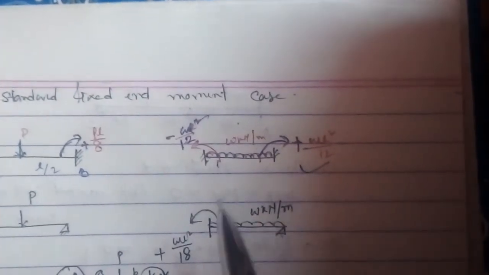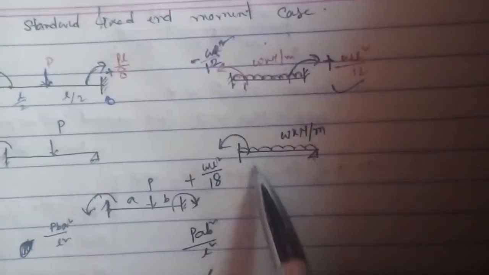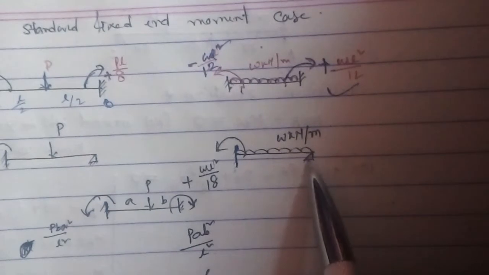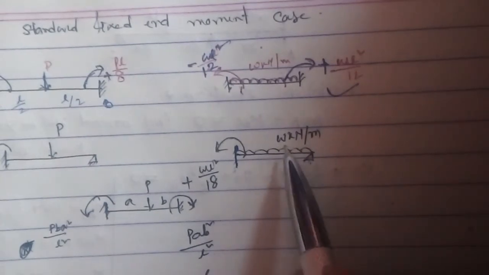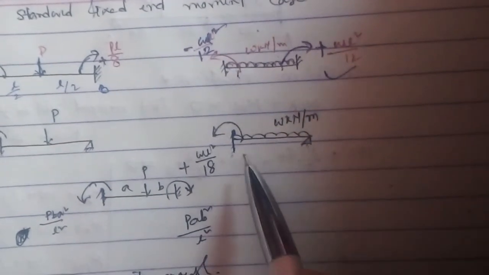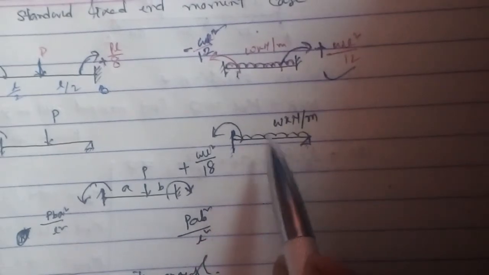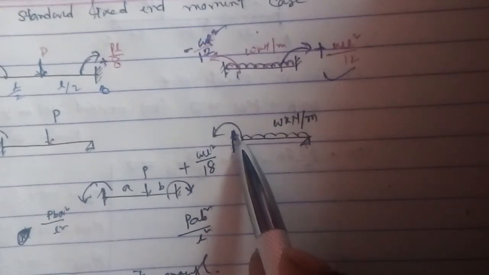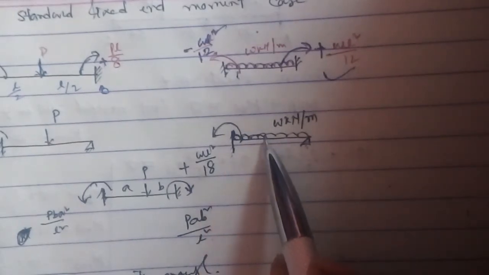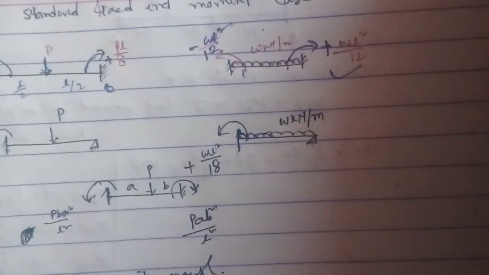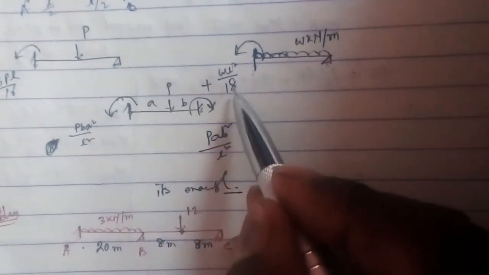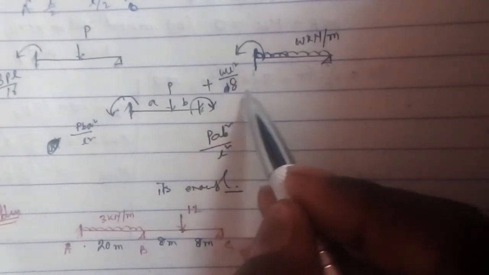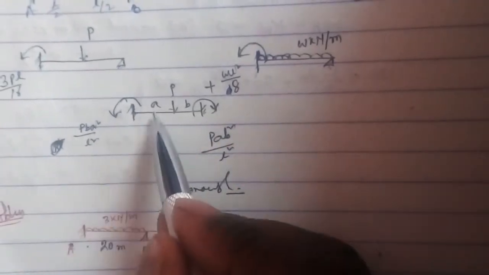Okay, now another case: one end is fixed and another end is hinged, and it's carrying a load. So the moment of this end will be WL square by 8. Okay, now another case is here.